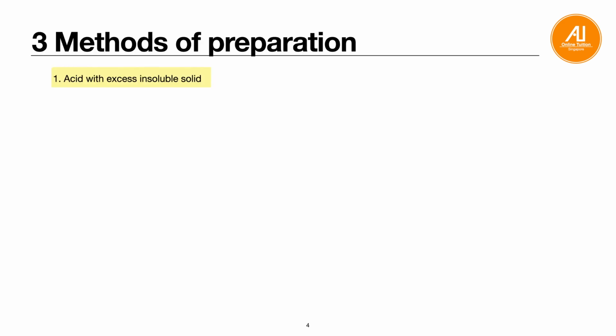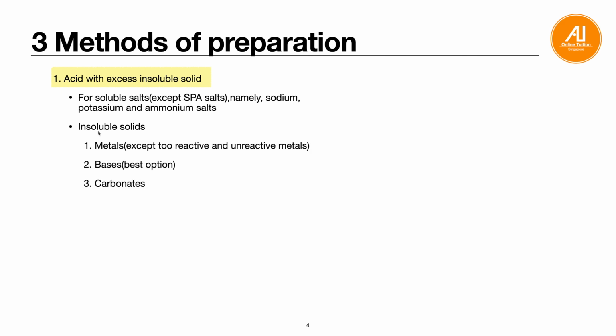Methods of preparation. The first method: acid with excess insoluble solid. This method is for soluble salts except for spectator salts. Spectator salts basically means your sodium salts, potassium salts, and ammonium salts. If you are forming these three salts, you use another method which we'll explain later. So coming back, this method is for soluble salts except for spectator salts. Because you mentioned here that you need acid, so acid with an excess insoluble solid.